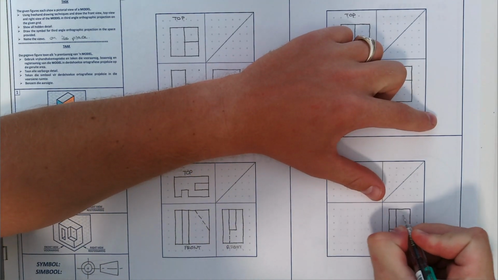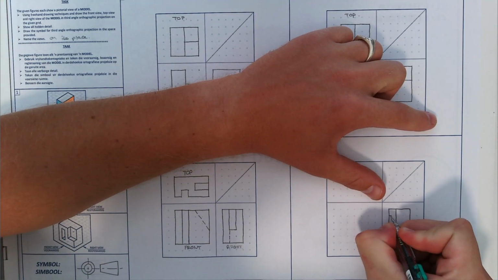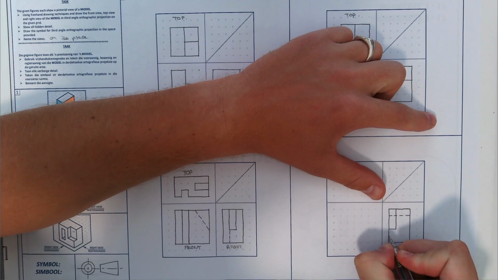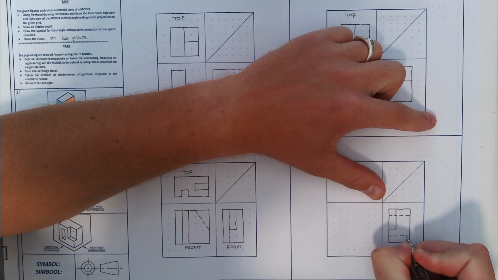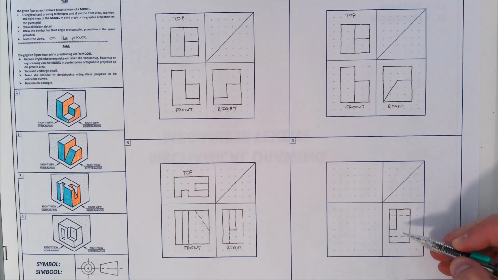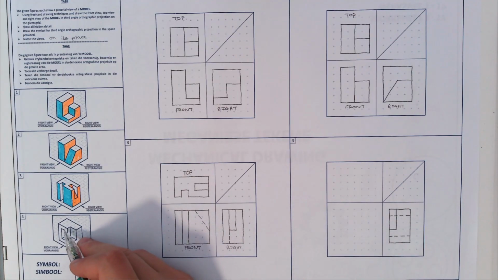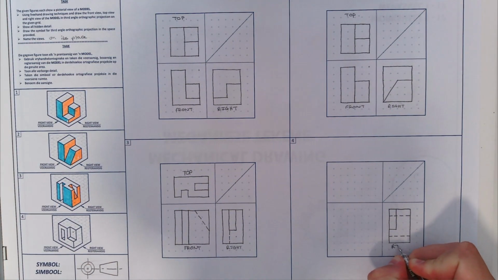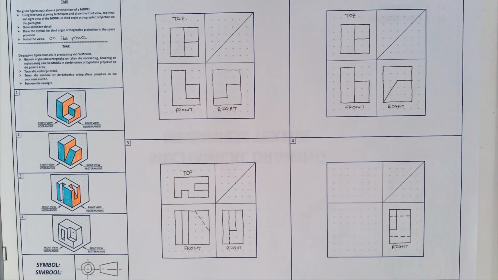So from the left side all the way to the right side, we are going to indicate that with a dotted line. Short, short, short, short. That indicates the hole that goes all the way through. And this is your right view. Right here.